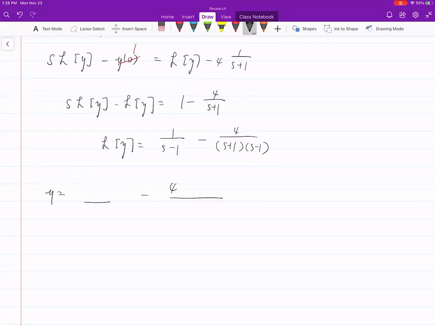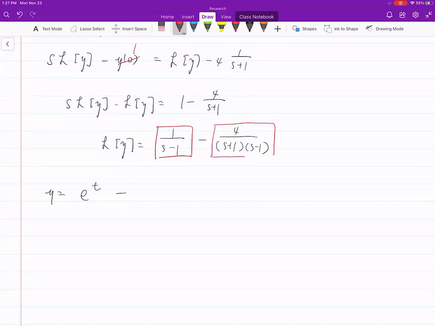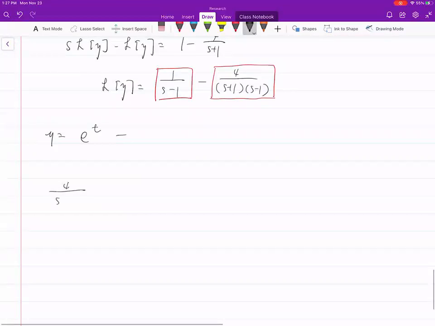This 4 is no problem, okay? Do you know the inverse transform of this? Well, it's e to the t. Because if you take e to the 1t, you will have 1 over s minus 1. Then the inverse function will be this. Now what about the inverse function of this? Remember, the 4 is not a problem.